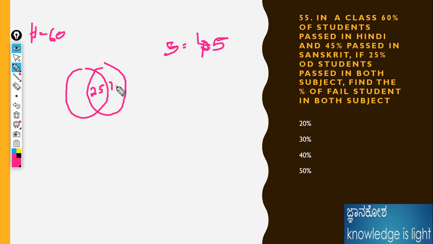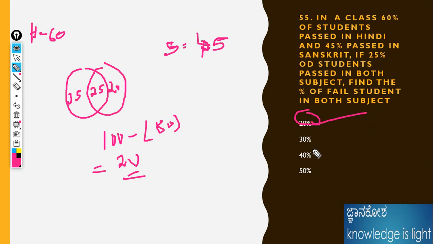We already have 25% in both, so the remaining for Hindi is 35, and 35 plus 25 is 60. Also, 25 plus 20 is 45. Then what is the fail? We already have the pass percent by adding those numbers: 35 plus 25 plus 20 is 80. 100 minus 80 gives 20. Therefore, 20% of students failed in both subjects, out of the 100%. The answer is 20%.